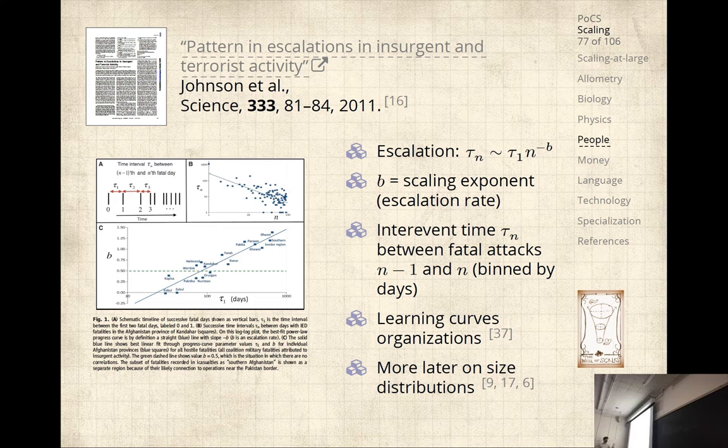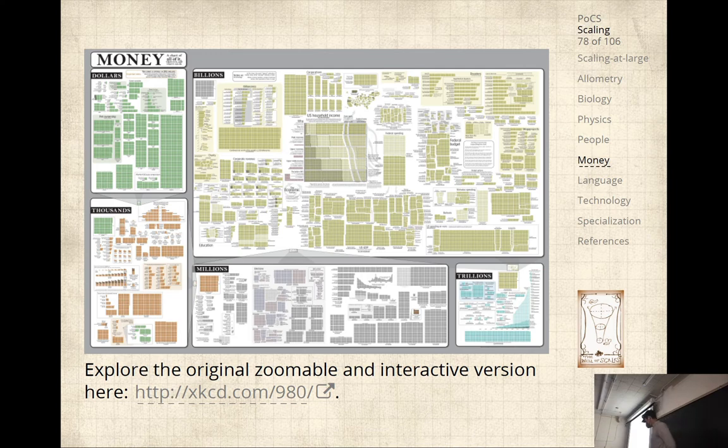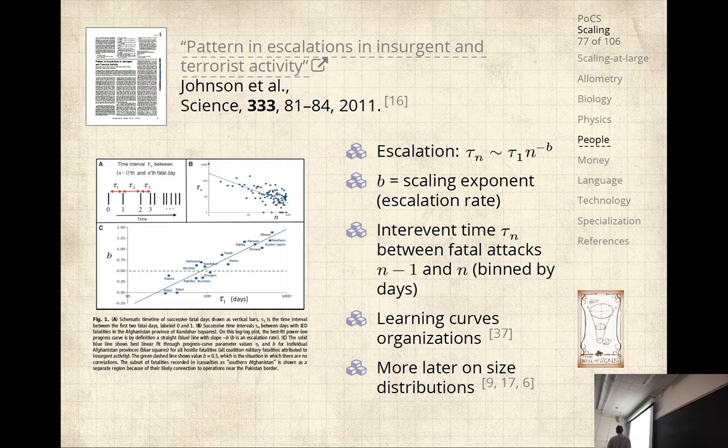Okay, completely different thing. This is, again, humans. This is work by Neil Johnson, who's spent a lot of time thinking about this stuff. Do I have his other one? No. Anyway, we'll come back to it with Wright's law and so on. This is the time between terrorist attacks, looking in particular at IEDs, and this is in Afghanistan, right? So this is in the first half of the war, unbelievably.